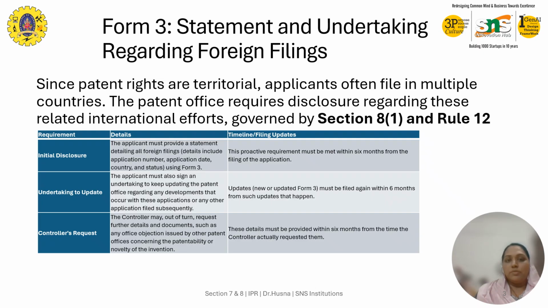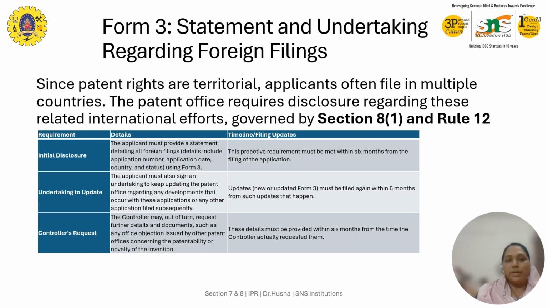What information is contained in Form 3? The country where we are going to file, application number, filing date, and the status. What is the status? Whether it is pending, abandoned, granted, refused, etc. Also any updates such as office actions, examination reports, or decisions, and the undertaking to inform the Indian Patent Office of every update.